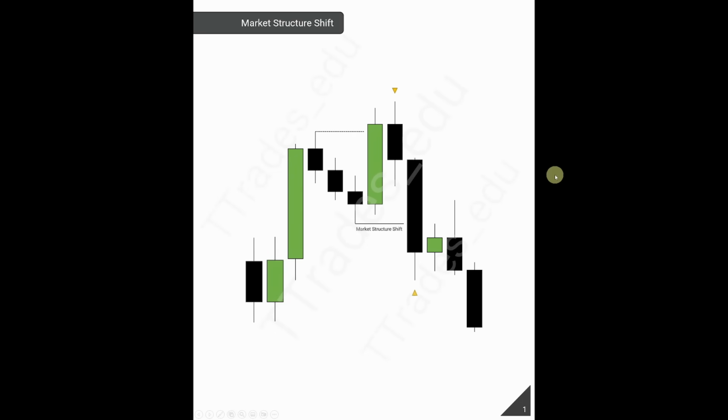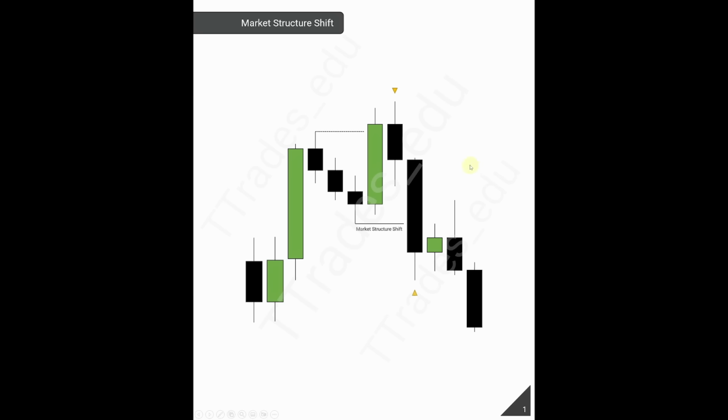So here we are in the PDF, and we are going to quickly review what a market structure shift is and what the change in the state of delivery is. Now, I have individual videos on both of these concepts, and if you haven't seen them, I would watch those before this video. They will be linked in the description below.